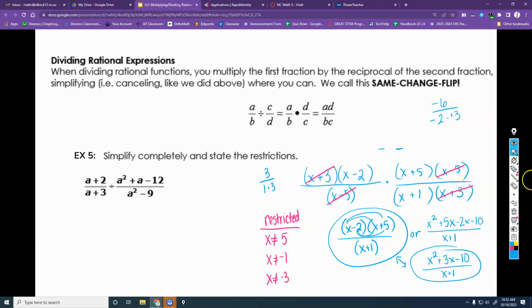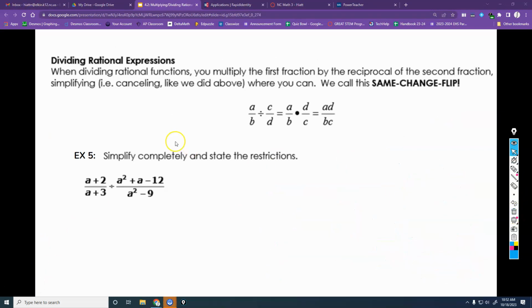All right, dividing fractions. It's easy as pie. Flip the second and multiply. So, you can factor it before you flip it. You can factor it after you flip it. It does not matter. You can do both at the same time. Just be careful if you do that, okay?